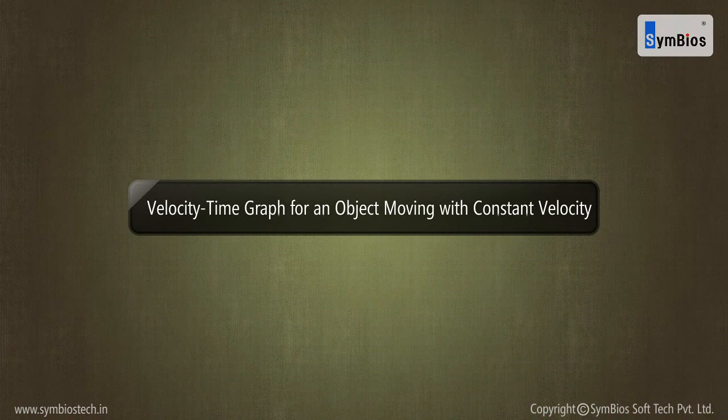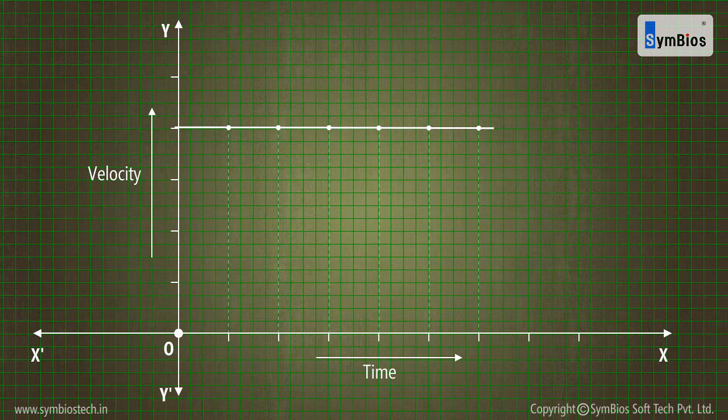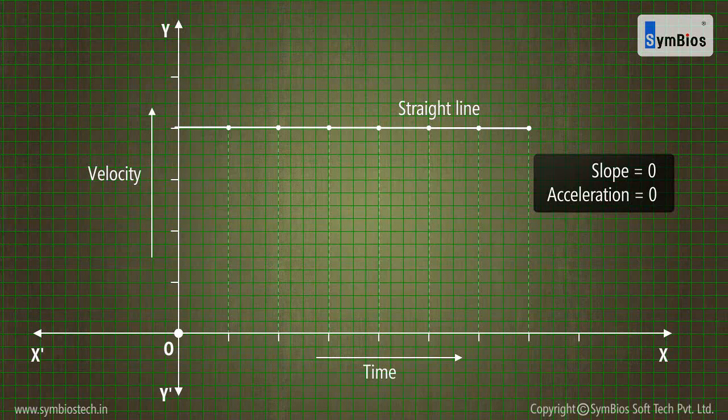Velocity time graph for an object moving with constant velocity. The velocity time graph for a body moving with a uniform velocity is a straight line parallel to the time axis. Therefore, the slope of the graph is 0 and hence acceleration is 0.